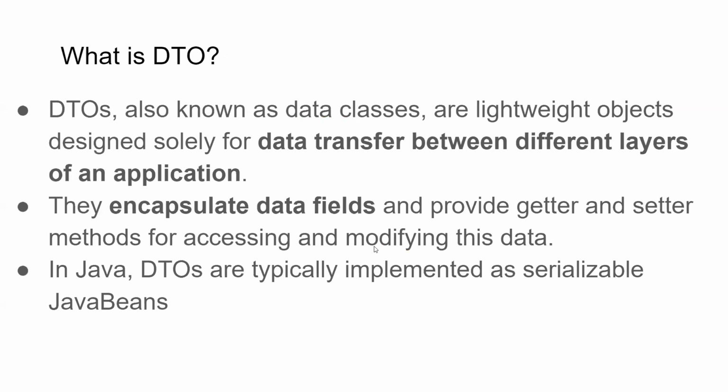So you guys know what DTO is. It's a lightweight object designed for what purpose? For data transfer between different layers of an application, right? For example, from the client to the server, or from one service to another service. So far we use DTOs to transfer data. It's a data structure that encapsulates the data that needs to be transferred between different layers of the application.